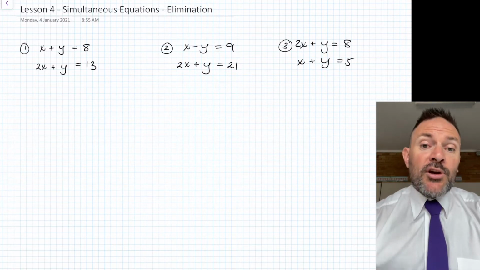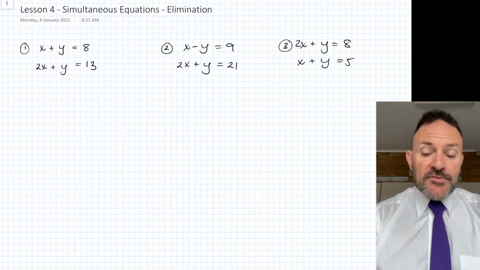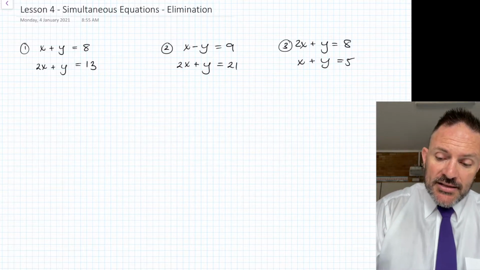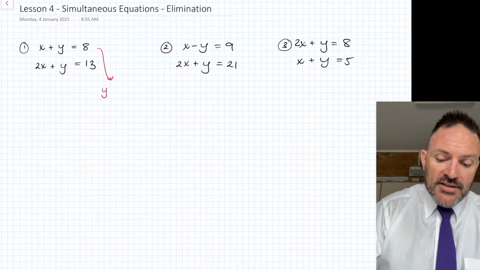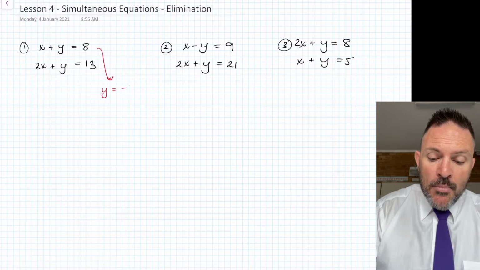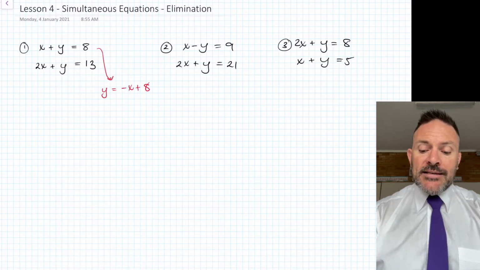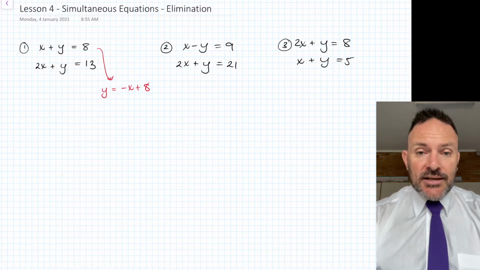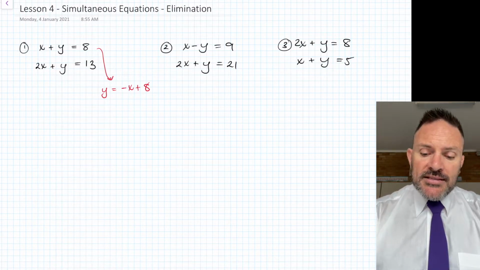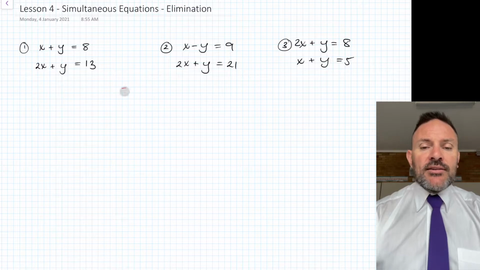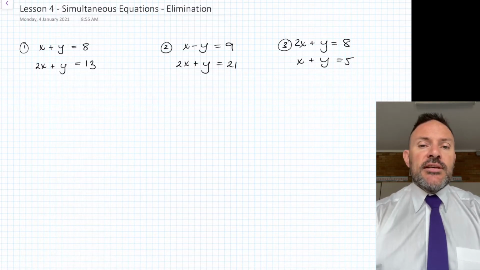For example, looking at question 1, we could rearrange the top one and say y equals minus x plus 8, or 8 minus x. And then we could substitute that value into the second equation. We could do that. But sometimes when it's set up really nicely like this, we might choose the elimination method.